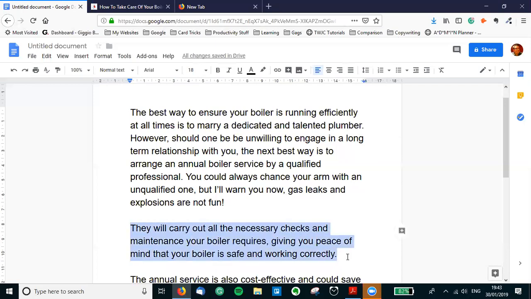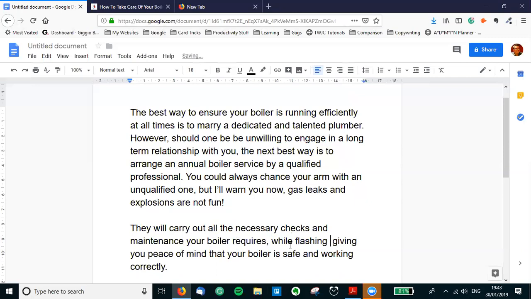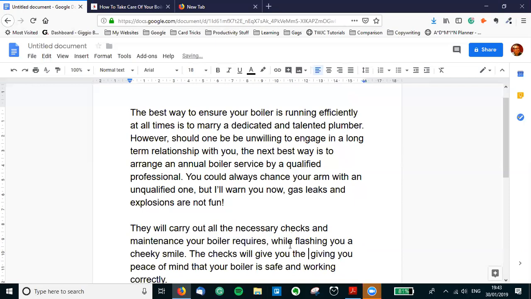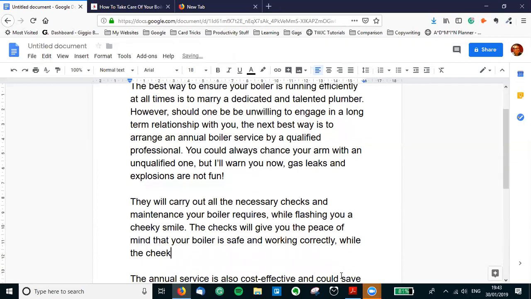So they will carry out all the necessary checks and maintenance your boiler requires, giving you peace of mind that your boiler is safe and working correctly. So I think we've got a chance here. You could also put, like, while flashing you a cheeky smile, the checks will give you the peace of mind that your boiler is safe and working correctly, while the cheeky smile is a free bonus, something like that. You could get more risque with that, while flashing you a glimpse of his butt crack.